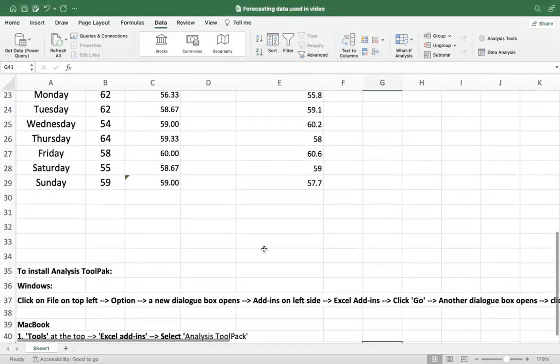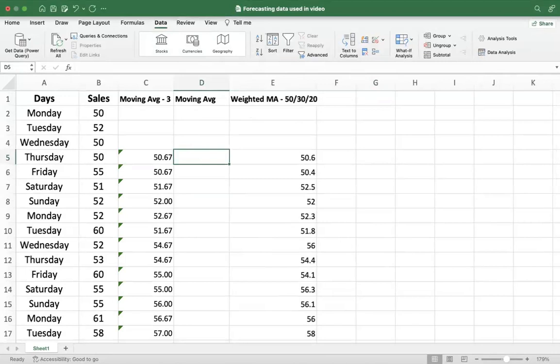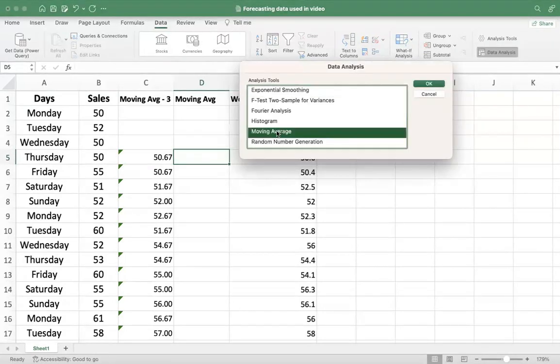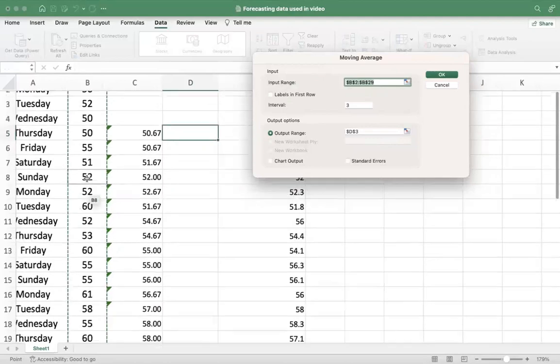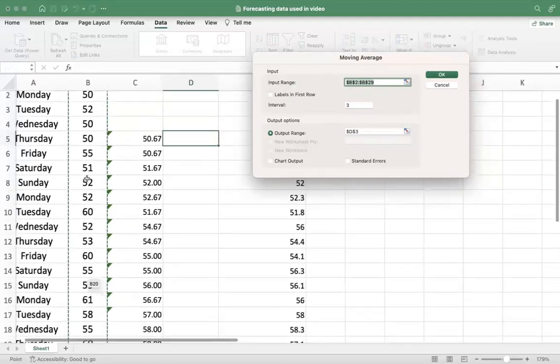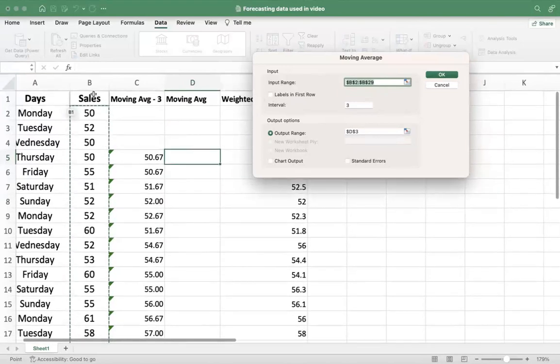Now, using this function, we can also do forecasting. So for instance, when I click on Data Analysis, here is Moving Average. I can click on Moving Average, click OK. It says input range, which data you want to use. I want to use this data, so it is automatically selected. It asks whether labels are in the first row. You can see these labels are not selected, so I will keep it unchecked.